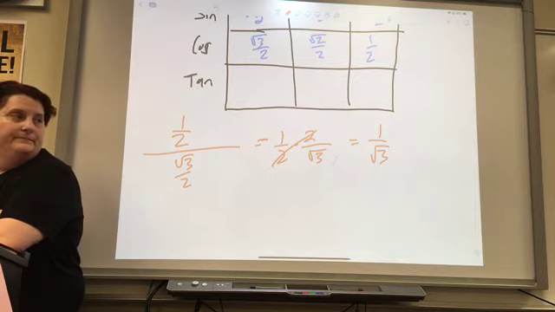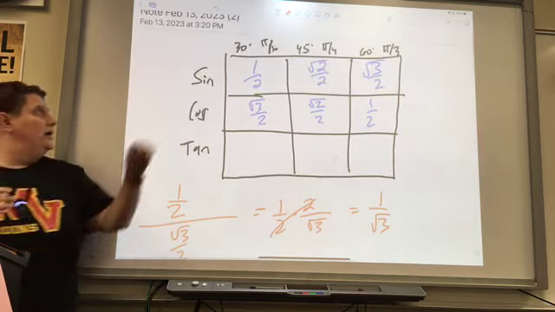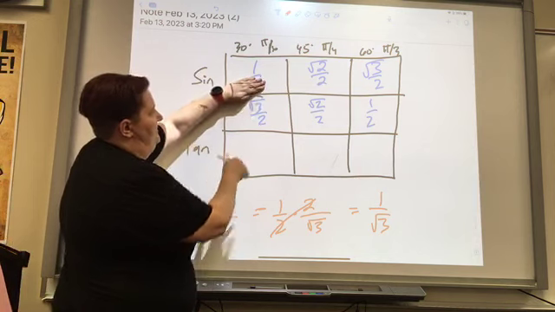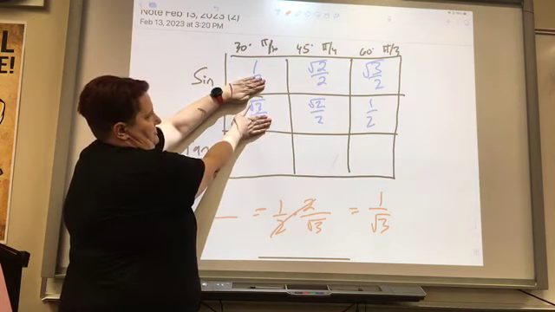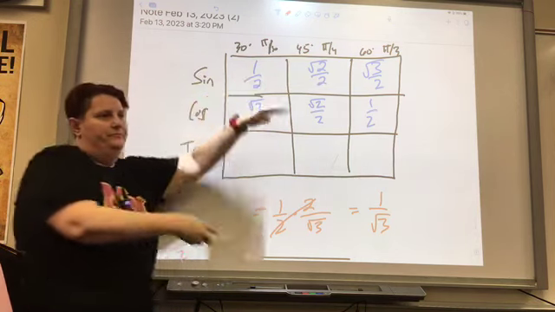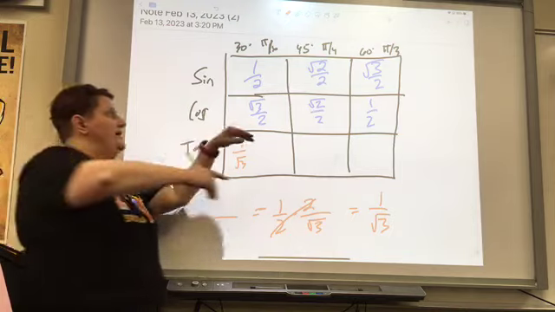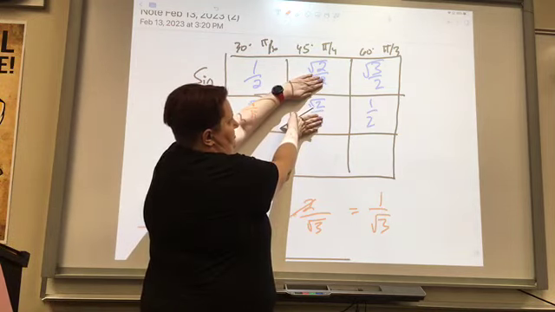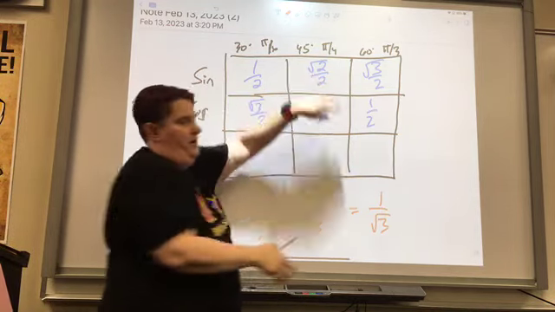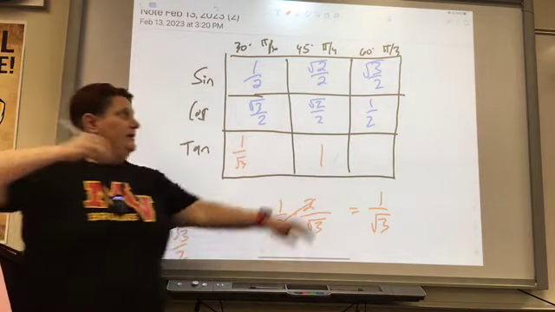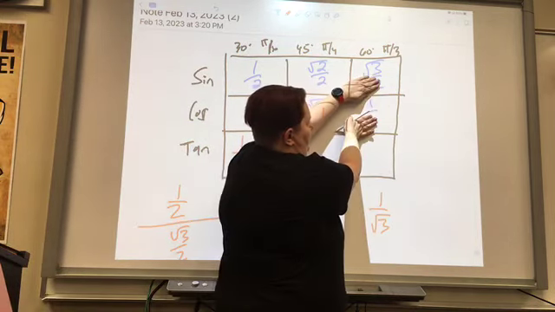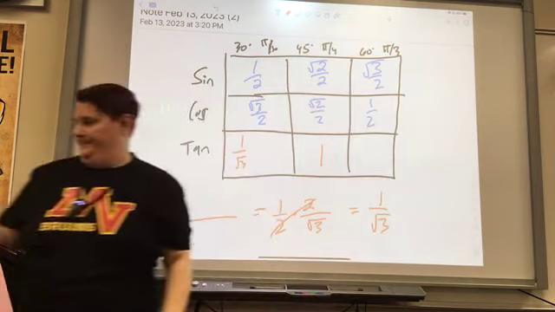1 over root 3. Okay? The easy way to do it, if I'm dividing, the 2 on the bottom here and the 2 on the bottom are going to cancel. So what am I going to get? 1 over root 3. That's the easy way to do it. So you just look and say, I know that's 1 over root 3. And then over here, if the 2's cancel, what's square root 2 over square root 2? 1. So I know that's 1. And then over here, what's square root 3 over 1? Square root 3.